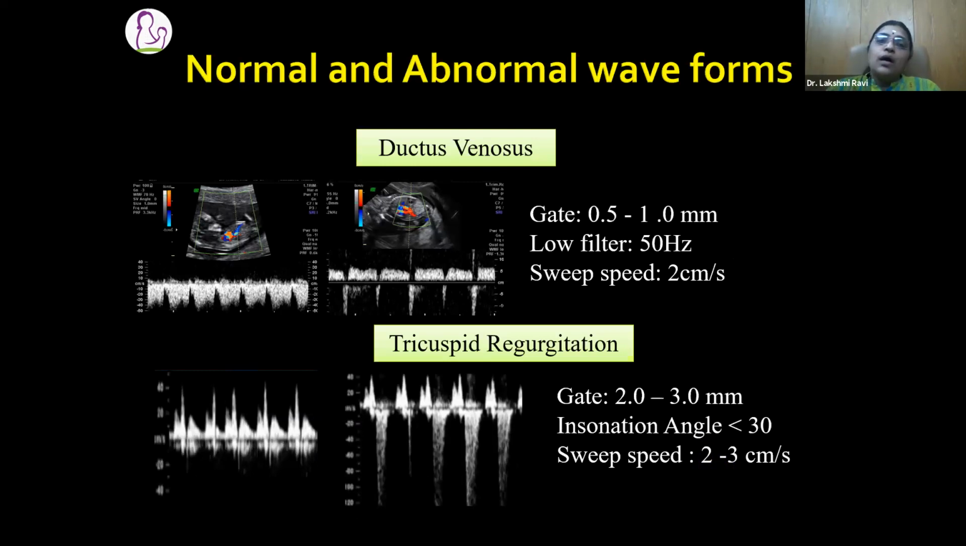So now I'm just going to show you the normal and abnormal waveforms. These are the technical criteria which you need to evaluate the ductus venosus and the tricuspid regurgitation. Now, once this is a normal waveform for you, it is always the reversal which is considered as a positive marker in the first trimester.